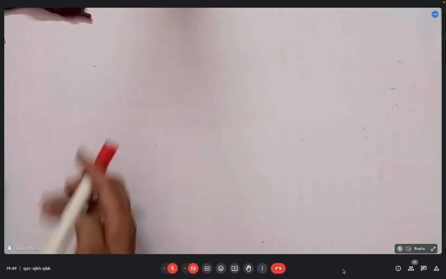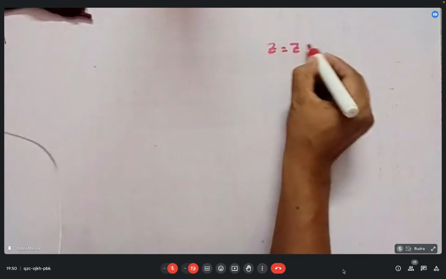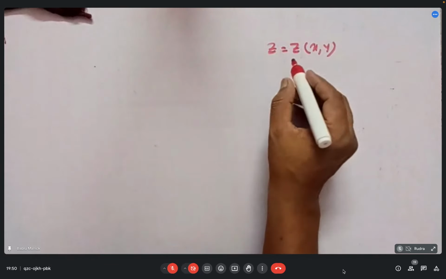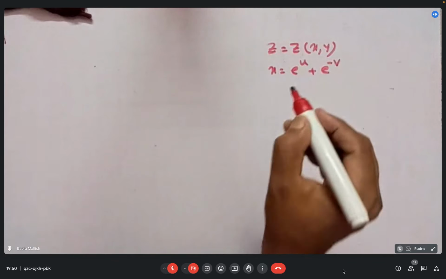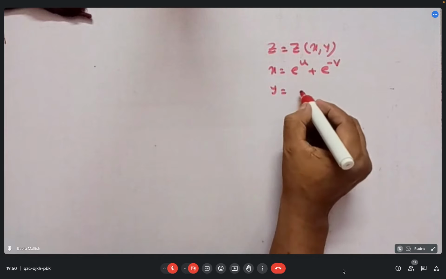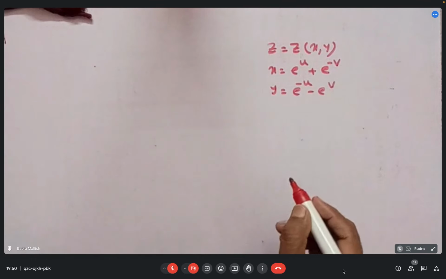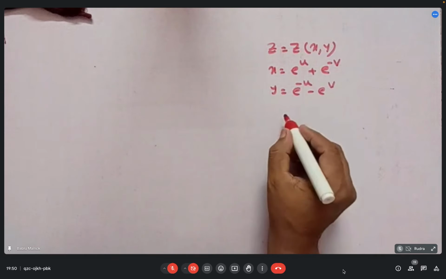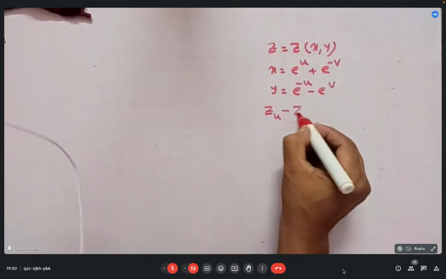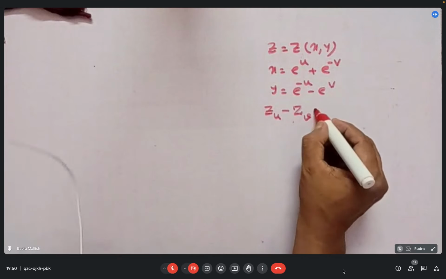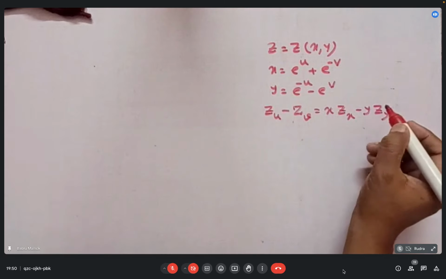Question: if z is equal to z of x, y, a function of x and y, and x is equal to e to the power u plus e to the power minus v, and y is equal to e to the power minus u minus e to the power v, then prove that z suffix u, that is del z del u, minus z suffix v is equal to x into del z del x minus y into del z del y.